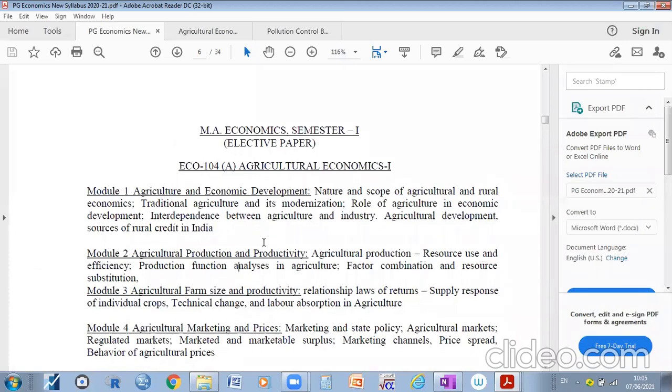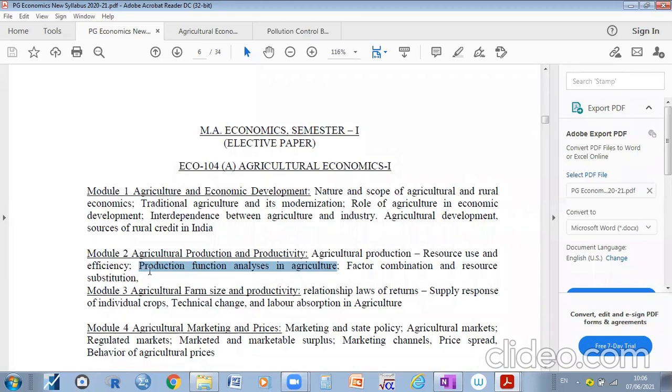For example, in order to produce more and more, how are we going to use certain limited resources and get more production? That is called efficiency. By using limited resources, we need to produce more and more, so we get more efficiency. And then the production function analysis in agriculture. Here we need to understand how we can use this kind of production functions in the agriculture sector.